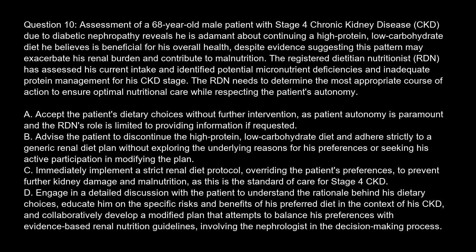Option A. Accept the patient's dietary choices without further intervention, as patient autonomy is paramount, and the RDN's role is limited to providing information if requested. Option B. Advise the patient to discontinue the high-protein, low-carbohydrate diet and adhere strictly to a generic renal diet plan without exploring the underlying reasons for his preferences or seeking his active participation in modifying the plan. Option C. Immediately implement a strict renal diet protocol, overriding the patient's preferences to prevent further kidney damage and malnutrition, as this is the standard of care for stage 4 CKD.